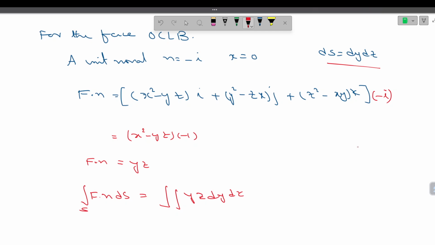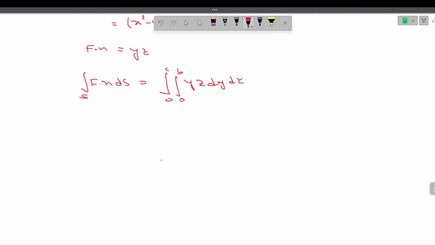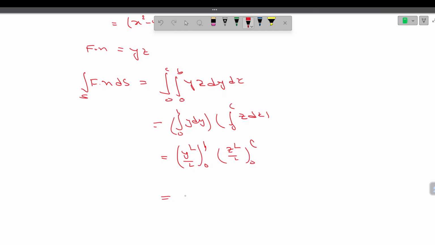And the limit of integration is x is 0 to a, y is 0 to b, z is 0 to c. Okay. So what we are doing here is 0 to b, y dy I am taking outside, 0 to c, z dz. This will be y square by 2, 0 to b, z square by 2, 0 to c. So 2 into 2 is 4, b square c square. Integration taken over the surface S2. Call it 2. This face we have done.